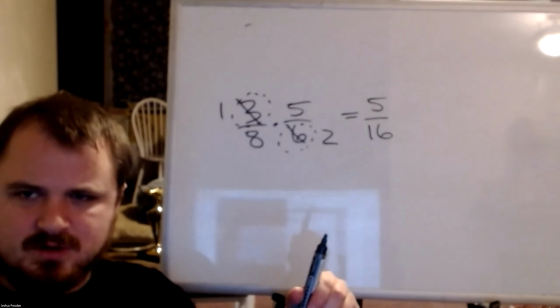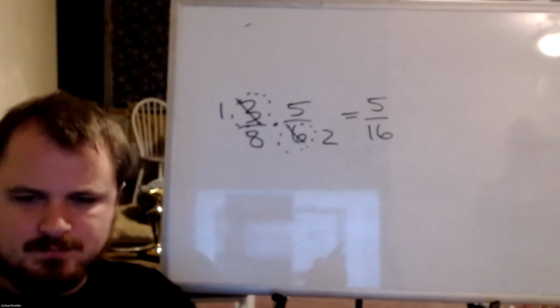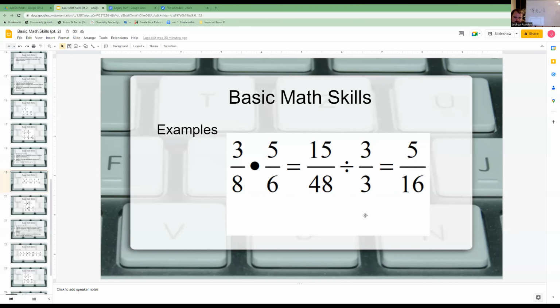Let me get back to sharing screen. So that's the fast and easy way to get to what we had. You divided both sides by 3. You can just do it in the first step, noticing there's a 3 and a 6. Turn this into a 1, turn this into a 2. Either way, you get 5 out of 16.